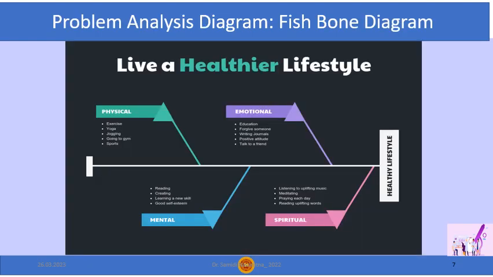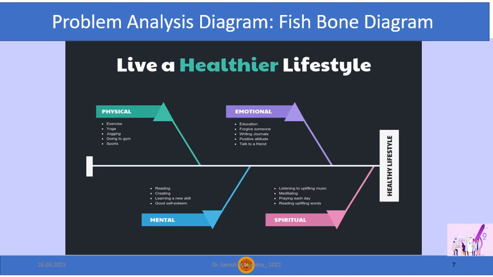Moving on to the problem analysis diagrams. So this is one type of problem analysis diagrams. So it is a fishbone diagram. So as you can see, the individual bones represent the causes and the fish head represent the effect. Okay, in this case, the healthy lifestyle. So the fishbone diagram virtually represents the different factors of causes that contribute to a healthy lifestyle in this slide.